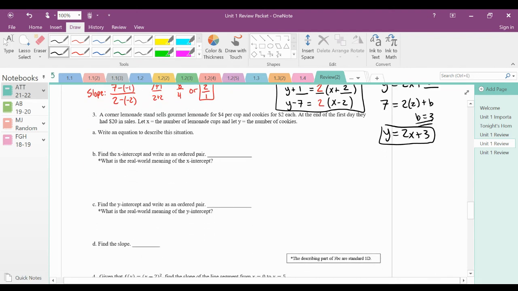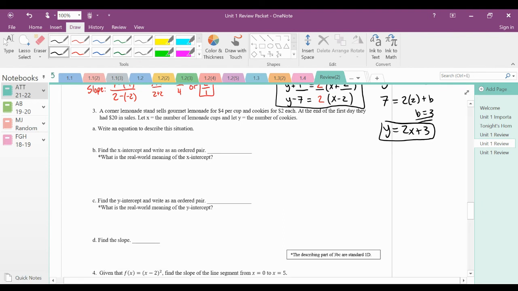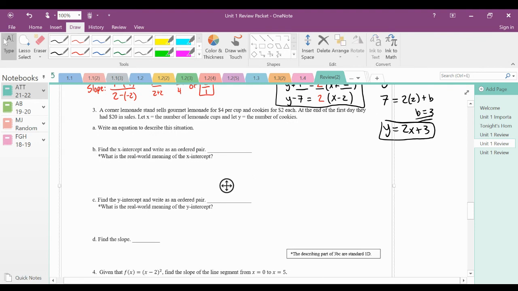Number 3 asks about a lemonade stand selling lemonade for $4 per cup, cookies for $2 per cookie. At the end of the first day, they had $20 in sales. Let x equal the number of lemonade cups and y be the number of cookies. Our equation here is $4 per lemonade, well, that's 4x, plus $2 per cookie, 2y, gives us total sales of $20. So we've got our equation. This is in standard form.